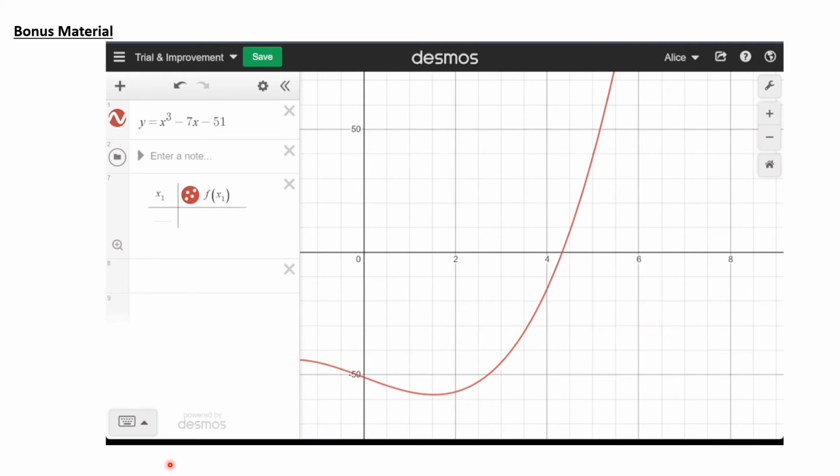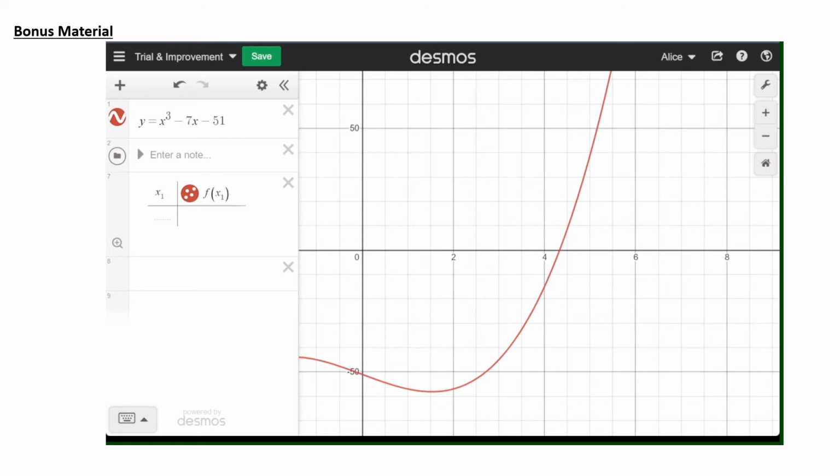If we just have a quick look at the graph of this to see what's going on, you're not expected to do this, but this is just so you can see what's going on. Here I've got the graph plotted of x cubed minus 7x minus 53, so it's interesting to see. So I'm just going to play through this, and I'm just going to pop in the values from what we did in our trial improvement.